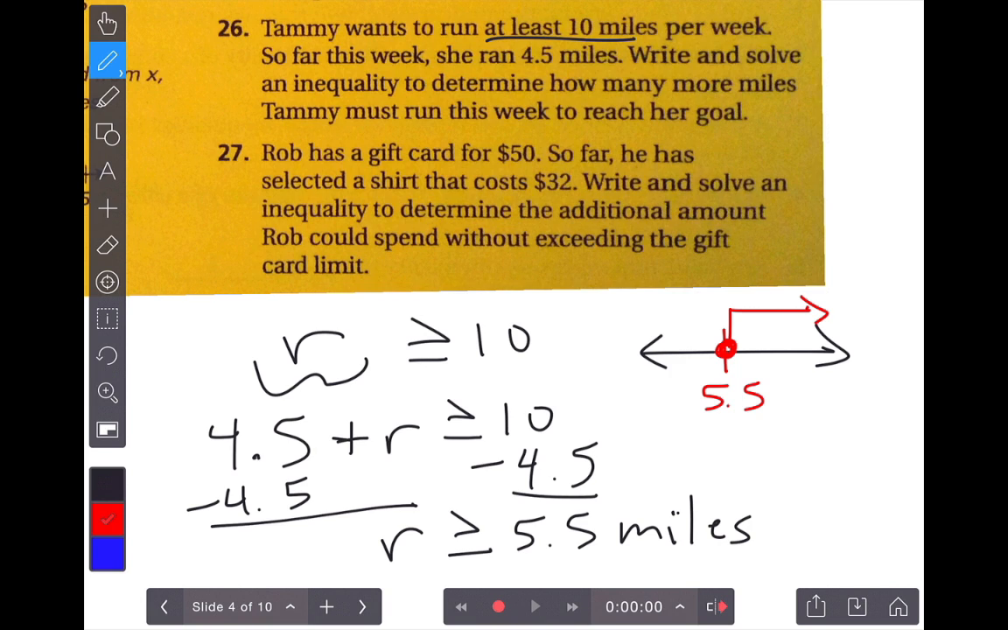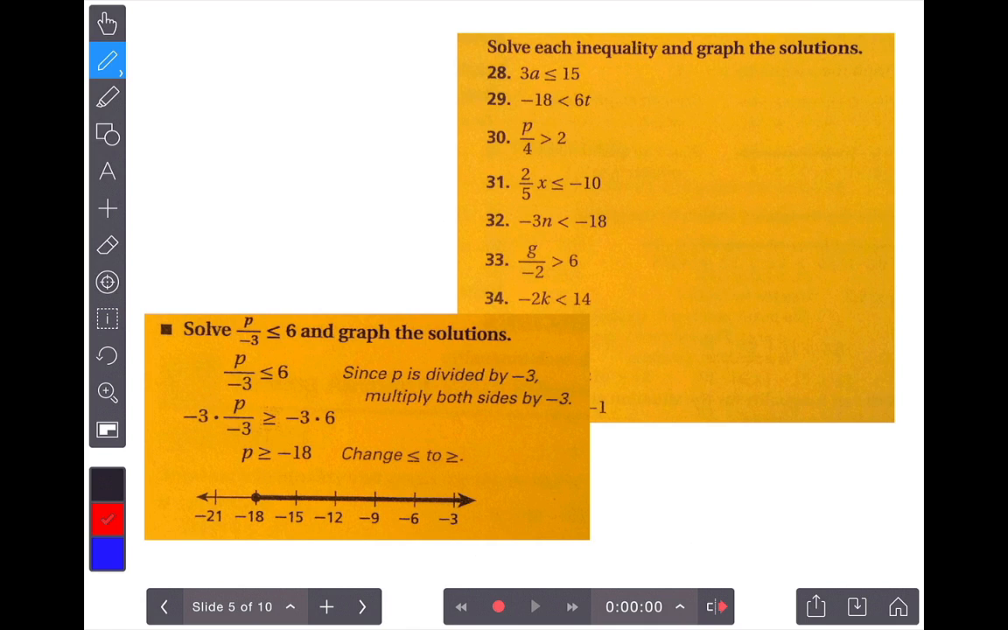Now, let's go to the next problem. Now, notice I'm going through these problems quite fast. I really want you to slow the video down, take a look at each problem, and try some for yourself.